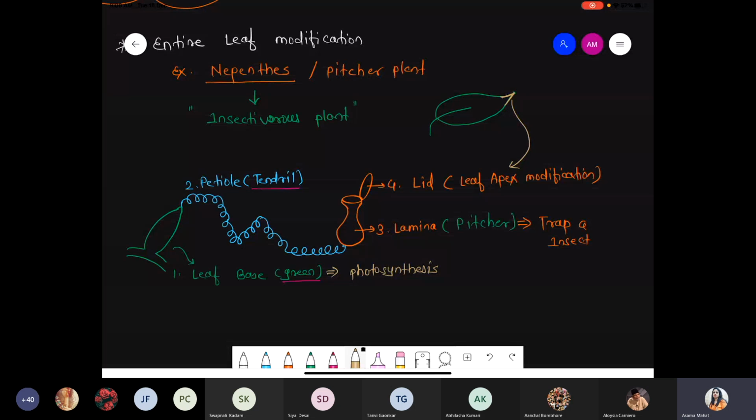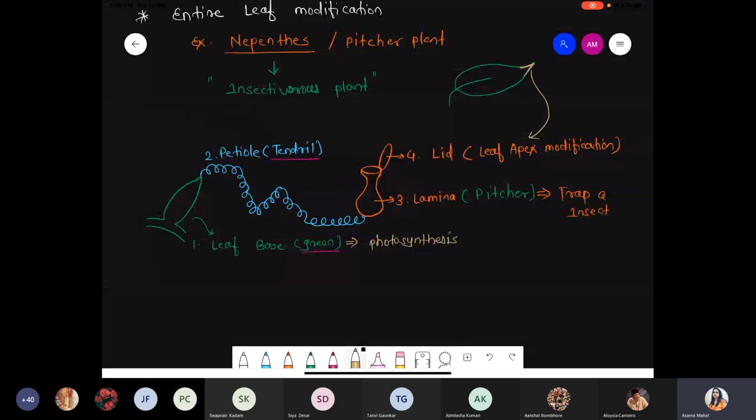So Nepenthes is an example of an insectivorous plant where the entire leaf, including the leaf base, petiole and lamina, undergoes modification. Got it? Clear? Any doubt from the leaf part? Here we complete the leaf with its modifications, types, venation, phyllotaxy, etc. Any doubt from the leaf structure?